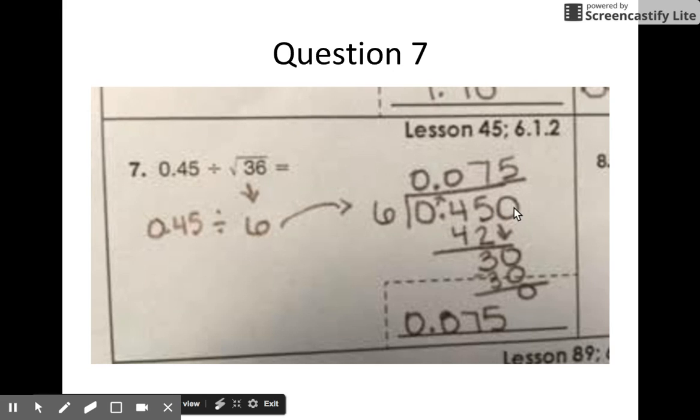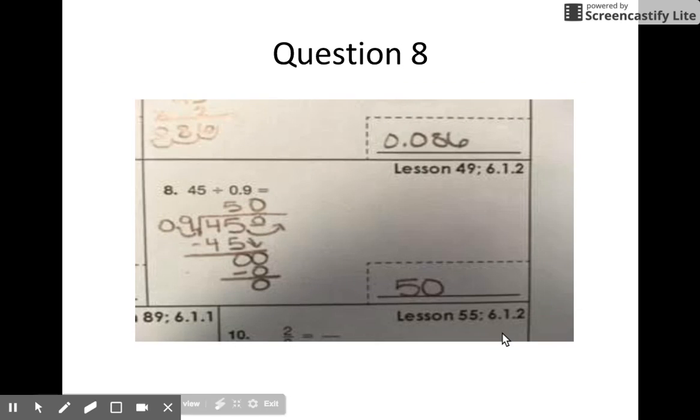I have to add a 0 here because I cannot have remainders when I'm dealing with decimals. I bring my 0 down, and it makes it 30. I know 6 can go into 30 5 times. 5 times 6 is 30. When I subtract this, I get the difference of 0. That's when I know I am finished. So I get the answer of 75 thousandths.